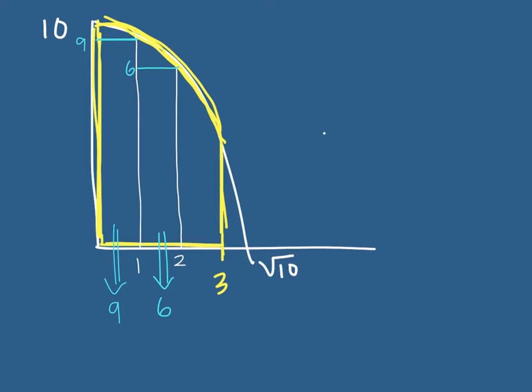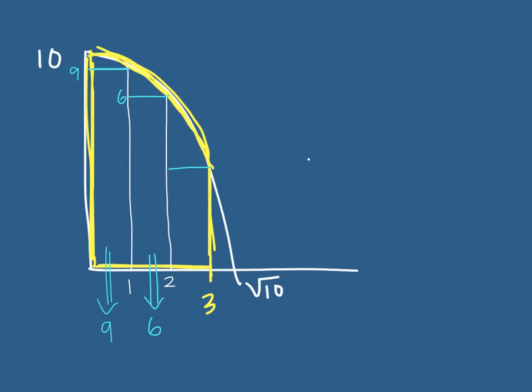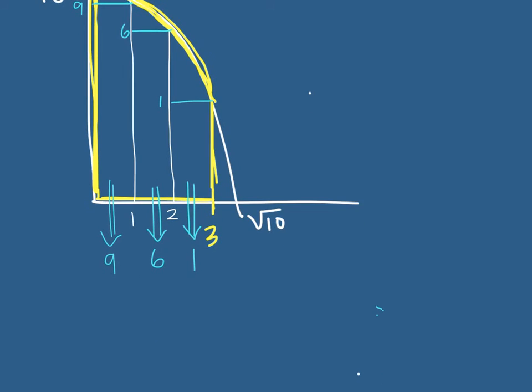And my last rectangle, which is terribly not to scale, I apologize. How tall is that supposed to be? It's supposed to be 1, because 10 minus t squared, that's 10 minus 3 squared. I didn't draw that very well, but it's supposed to be 1 tall. And so how much area is in that single rectangle? Just 1. So the total is 9 plus 6 plus 1, which is 16 units.